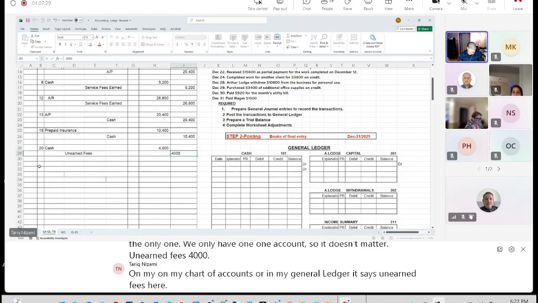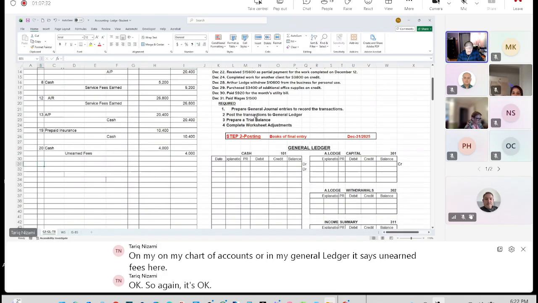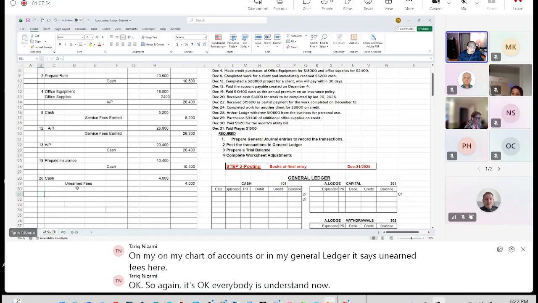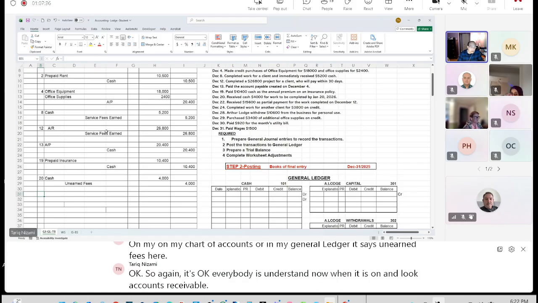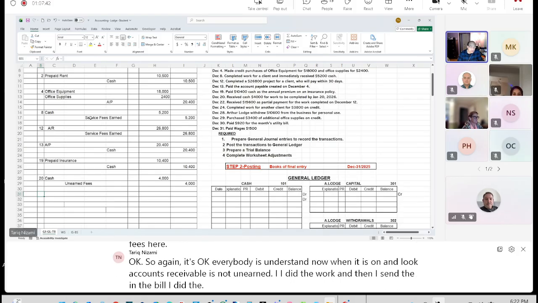Okay, so again, everybody understands now when it is unearned. Look, accounts receivable is not unearned. I did the work and then I sent the bill. I did the work and then I got the cash. Here it says I got the cash first.